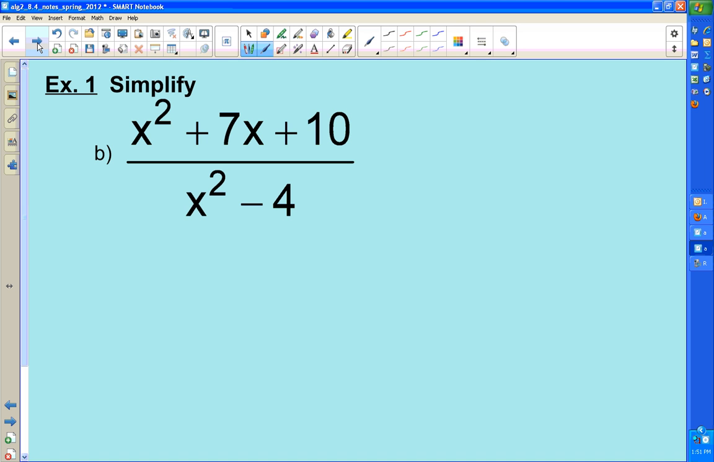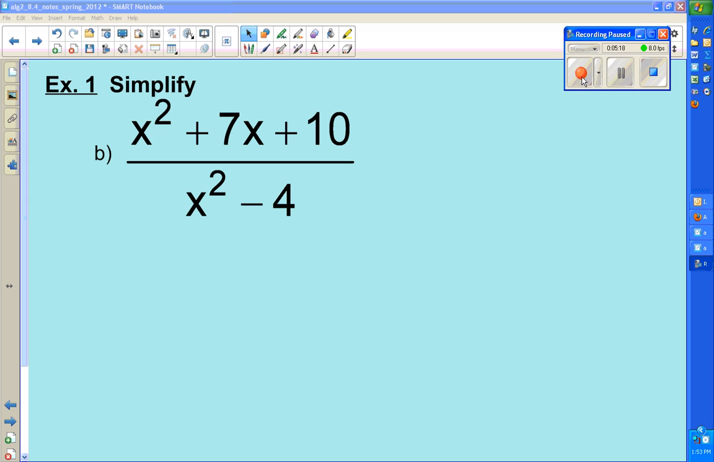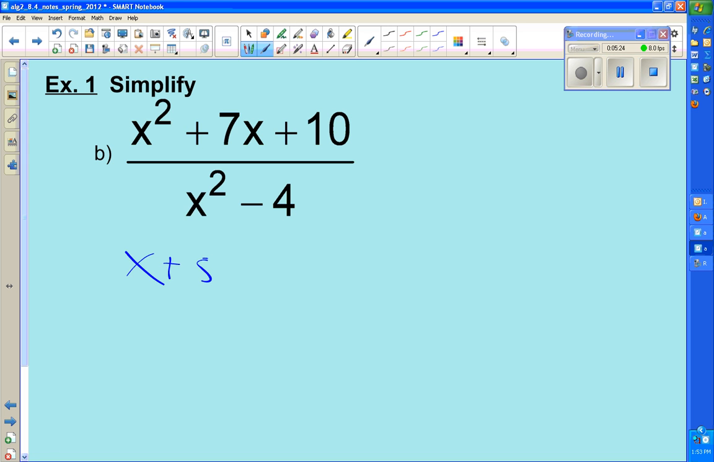Try this one. All right. Aditi, how do you factor the top? X plus 5 times x plus 2. Got it.